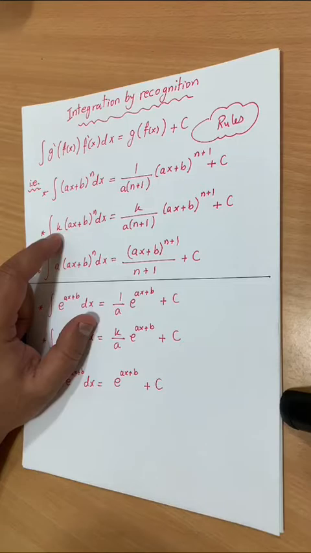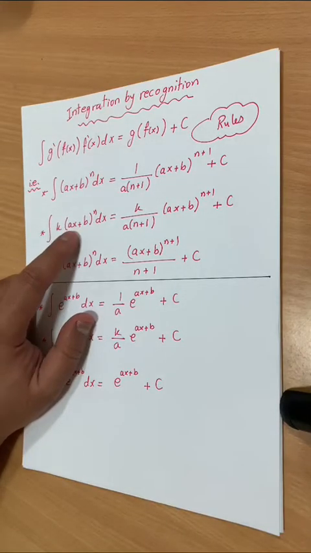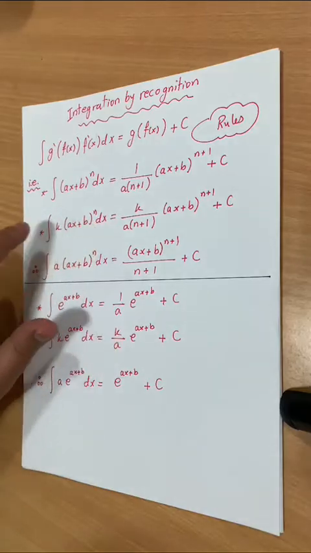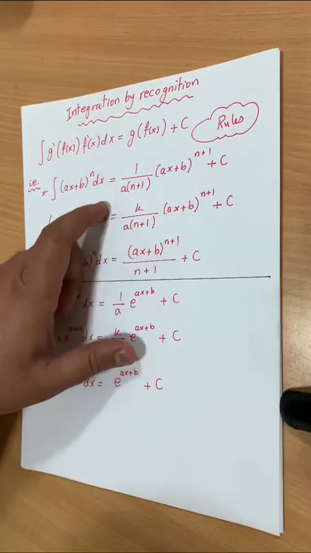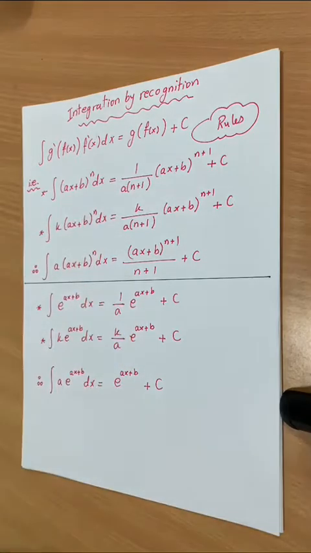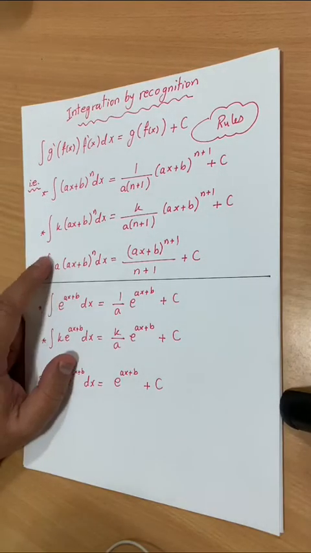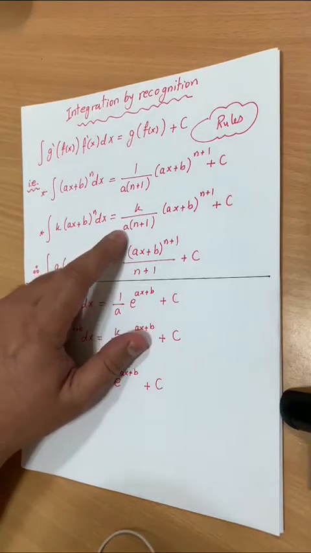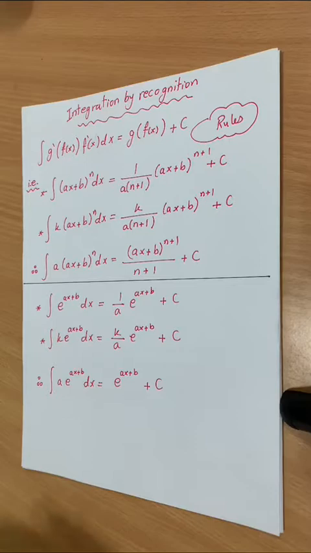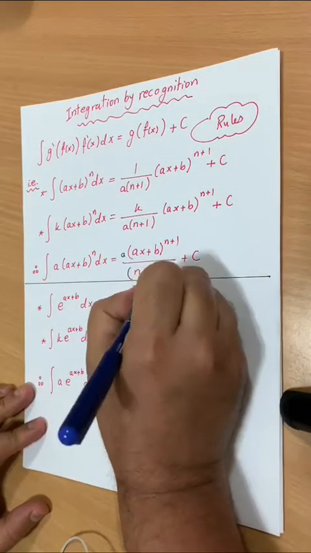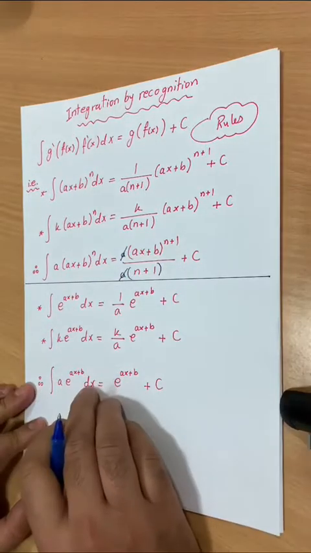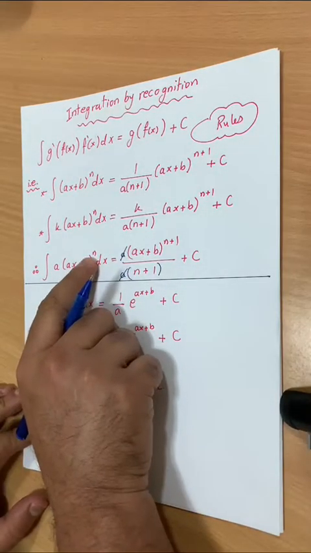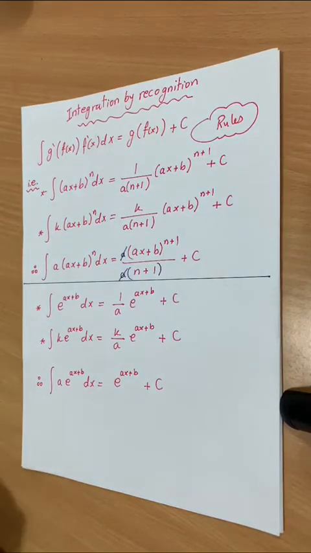If you have a constant with the integration of k times (ax plus b) power of n, then you keep the constant as it is, and you do as we did in the previous part. Integration of a times (ax plus b) power of n: a is the derivative, so a divided by a, as we did in the previous part, so a will cancel a. Then just you have to add the power by 1 and divide it by the new power. We're going to do that in the examples which are coming next.